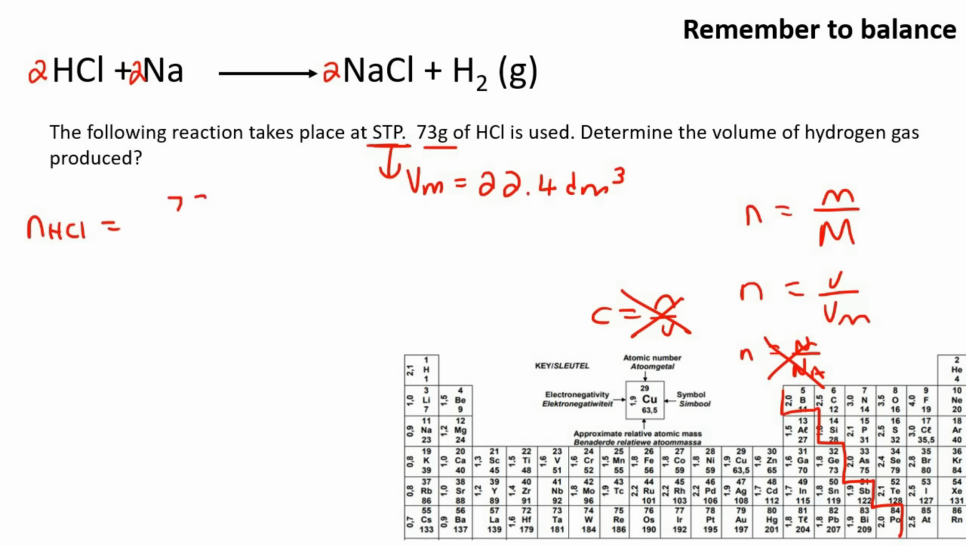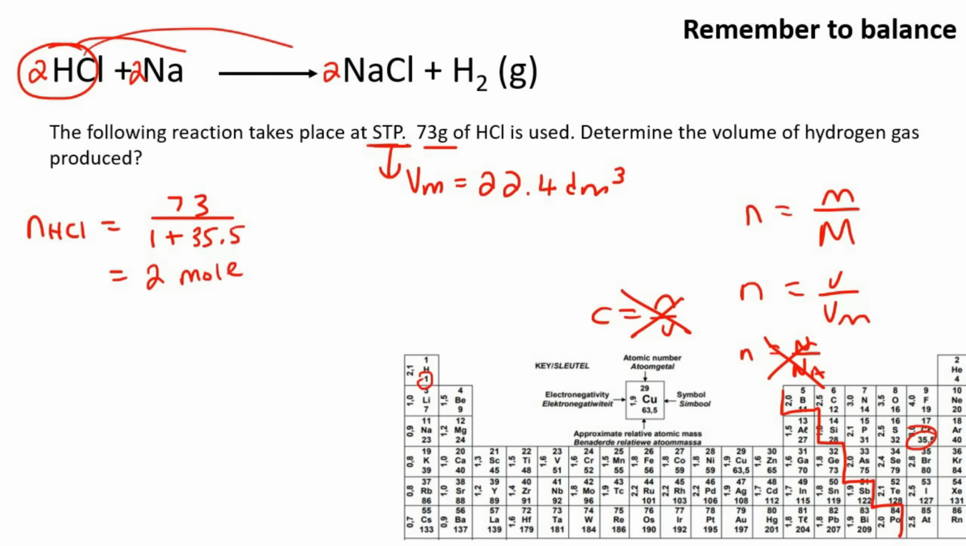So it's going to be equal to its mass divided by its molar mass. Now remember, the molar mass is on the periodic table. So HCl is going to have one hydrogen and then one chlorine. Now, if you had to go calculate this, you end up with two mole. Excellent. So we have the moles of HCl. Once you have the moles of one of them, you can get the moles of any of the other ones. Now they say, determine the volume of hydrogen gas produced. Okay, so they're talking about volume and they spoke about STP, so we can just use this formula.